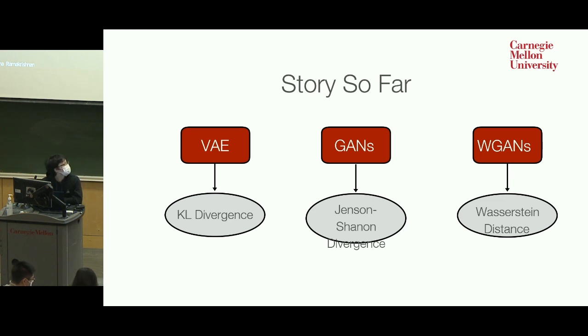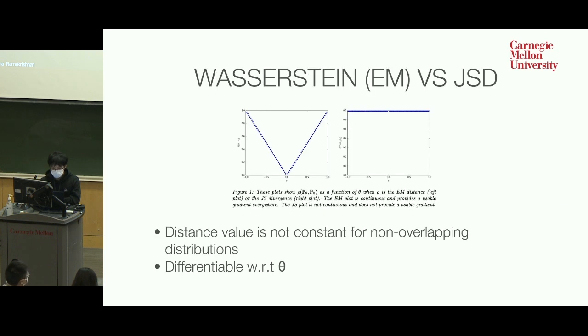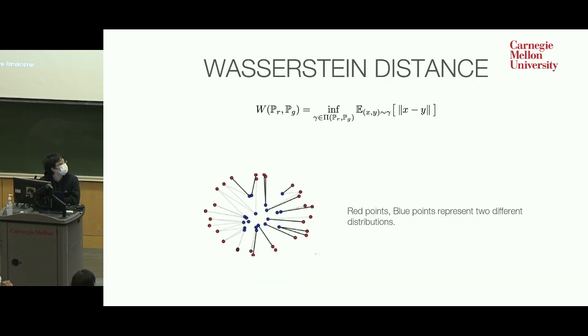All right, that's the story so far. For VAE, we have the KL divergence. For vanilla GANs, we have the JS divergence. And for WGANs, we have Earth mover distance. So we get back to the definition of the Earth mover distance.